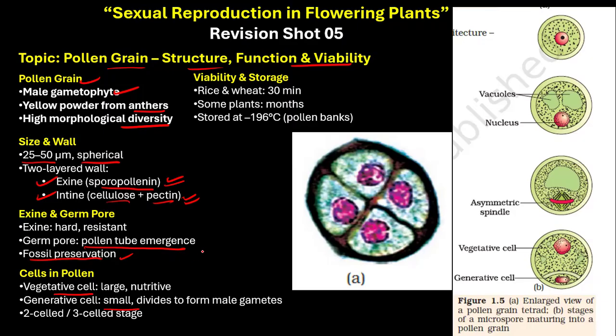Now, what is the science behind it? Why are some pollens released at the 2-cell stage, and why are some pollens released at the 3-cell stage? Your textbook is writing that 60% of the pollens are shed at the 2-cell stage, and then 40% are shed at the 3-cell stage. So this is actually an evolutionary adaptation. This is an example of evolutionary adaptation. Pollens shed at the 2-cell stage delay division.